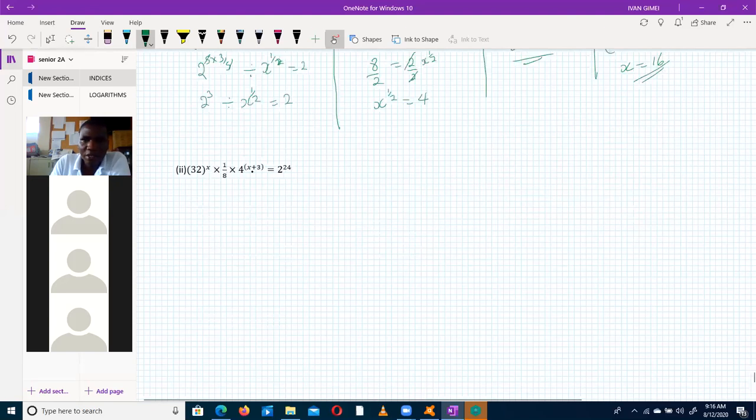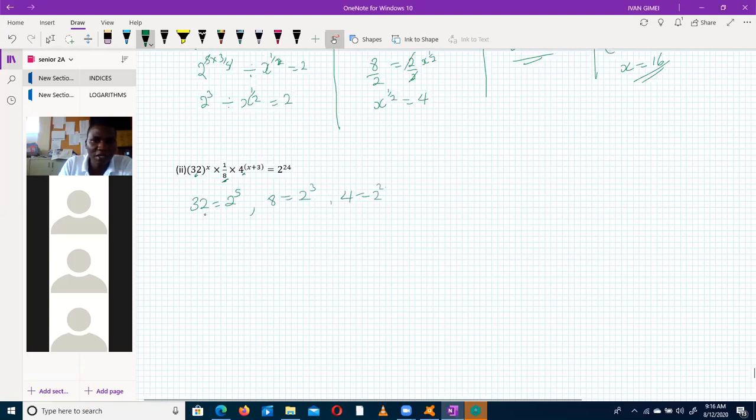Then lastly, this one, we are now at 44, the numbers have increased. We're almost getting there. When you clock 50, we shall switch to logarithms. So here all you do is prime factorize everything. 32 should be prime factorized, 8 should be prime factorized, 4 should be prime factorized. Then you continue. 32 is the same as 2 to the power of 5. 8 is the same as 2 cubed. And 4 is the same as 2 squared.